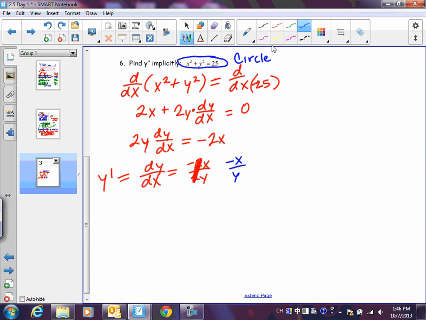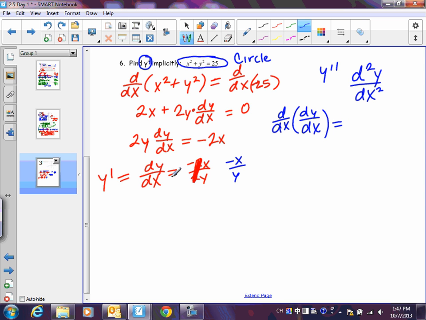Okay. I'm not done because what I'm really trying to find is y double prime. And what this is going to look like is d squared y over dx squared. Okay, so the way we're going to do this is we're looking at our problem right here. I'm just going to take derivative again. That's how we've been finding second derivative. That's what I'm going to do here. So it's still with respect to x, so d over dx of the left side, which would be dy over dx, equals the derivative with respect to x of negative x over y.